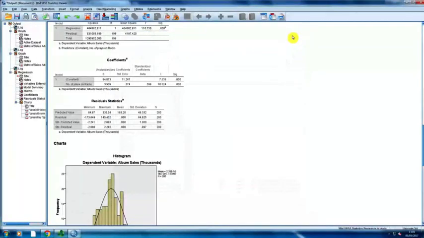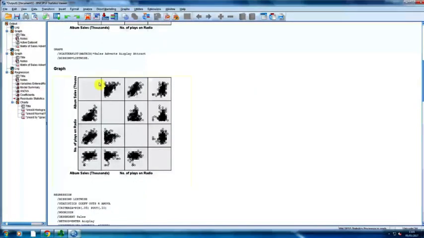What I'm going to demonstrate now is how we can improve upon this, and we can actually start looking at multiple linear regression. If I go back to the graphs that I plotted, I'll just scroll up. There is some correlation here. It might not be terribly strong, but these may indeed contribute to the number of album sales.